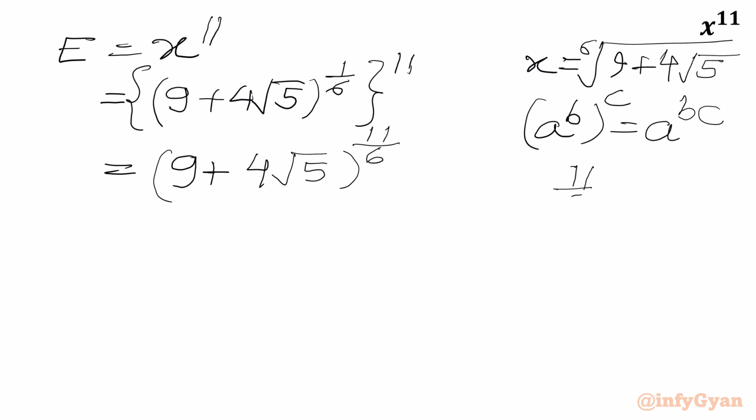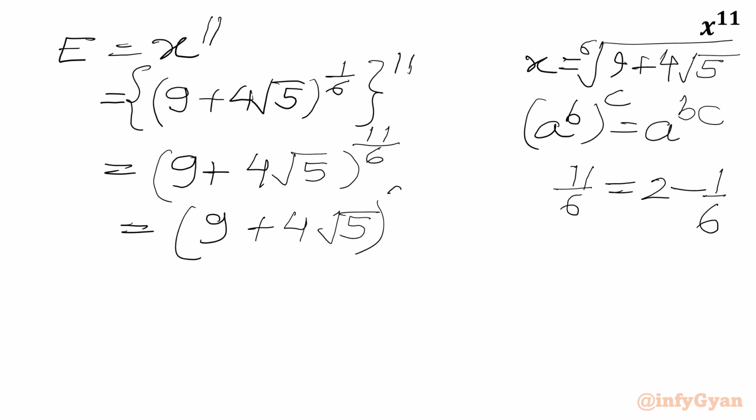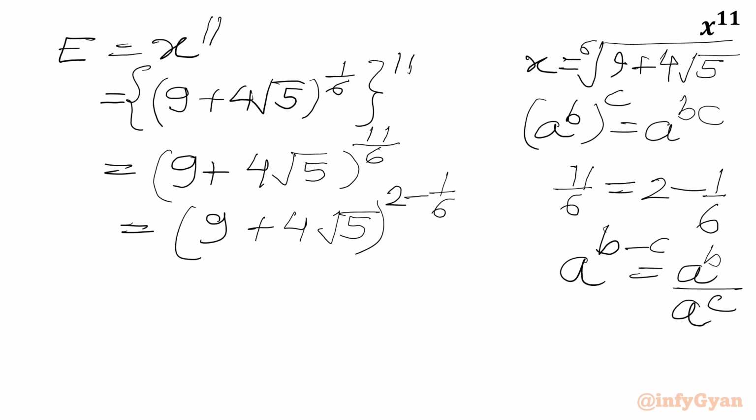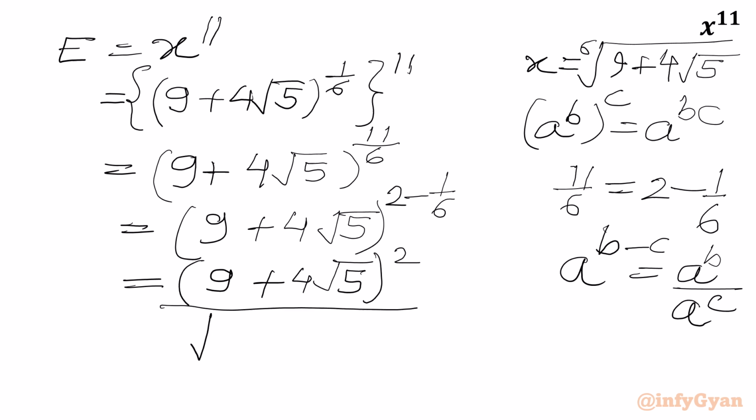Now 11 over 6, I can write this is equal to 2 minus 1 over 6. So 12 minus 1 is 11, which is the numerator. Denominator will be 6. So in place of 11 over 6, we will write 9 plus 4 root 5 as it is, power 2 minus 1 over 6. Now using the exponent law, a power b minus c, we can write a power b over a power c. Let's apply. I will write 9 plus 4 square root 5 whole square, and in the denominator we will be writing 9 plus 4 root 5 power 1 by 6. Now this is our required expression.